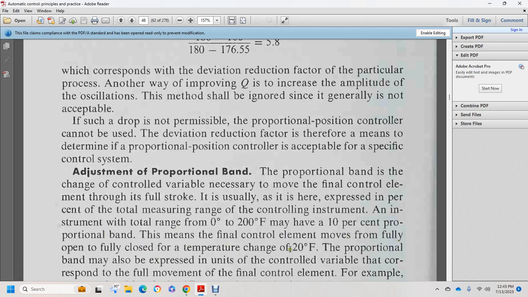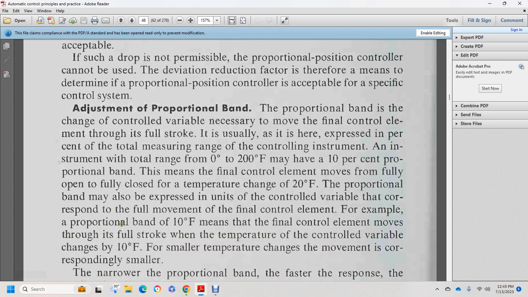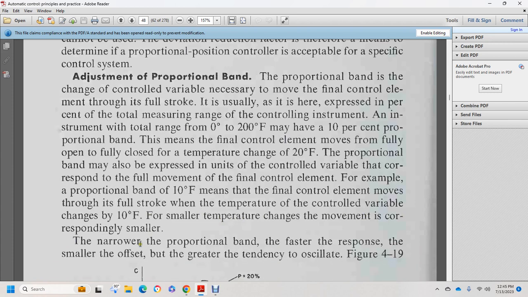Proportional band may also be expressed in units of the control variable corresponding to the full movement of the final control element. For example, a proportional band of 10 degrees Fahrenheit means the final control element moves through a full stroke when the temperature control variable changes by 10 degrees Fahrenheit. For a smaller temperature change with the corresponding movement, a narrower proportional band gives a faster response and smaller offset, but a greater tendency to oscillate.